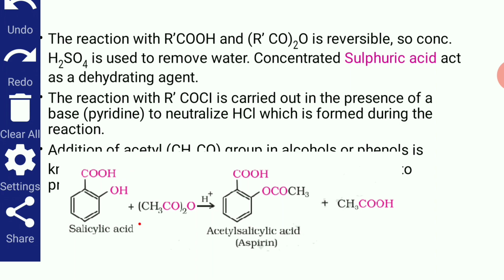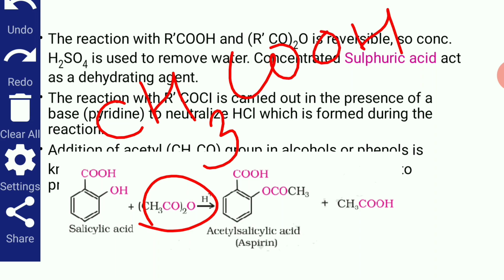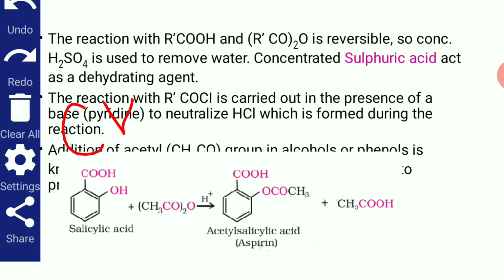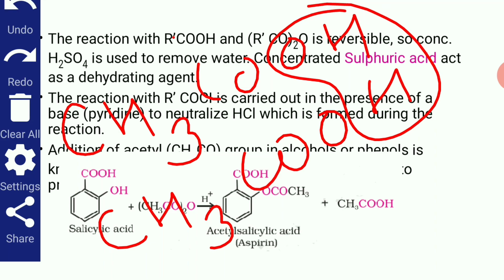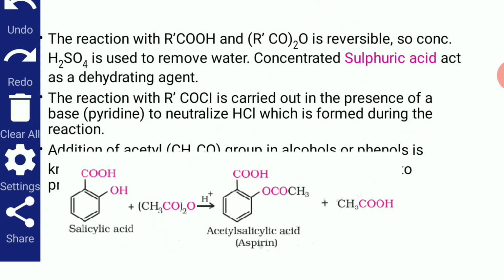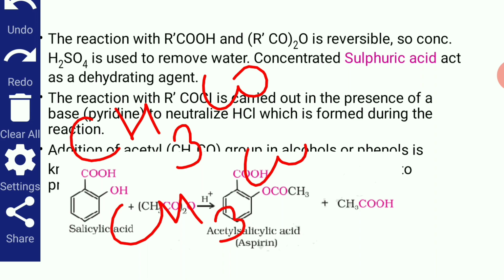When it combines with acid anhydride, that is acetic anhydride, CH3COOH is an acid. Again, I repeat, CH3COOH is acetic acid, and if 2 moles of acetic acid remove 1 mole of water, it will form CH3CO and the oxygen, that is acetic anhydride. Acetic anhydride will be CH3CO, O, CH3CO.